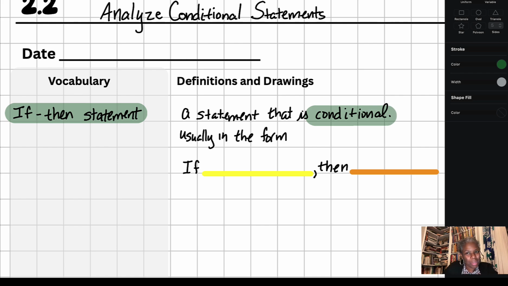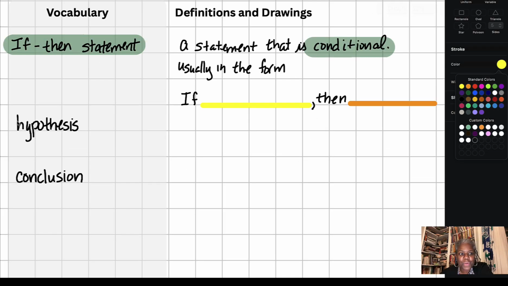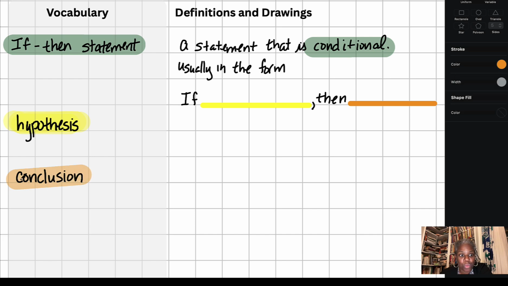But an if-then statement also has parts to it, and those parts are called the hypothesis and the conclusion. And the hypothesis and the conclusion are going to be our next two words. Please write these down. So the hypothesis, I'm highlighting in yellow because it always comes after the if word in an if-then statement. And then our conclusion is always going to come after the then word. So the hypothesis follows if and the conclusion follows the word then.